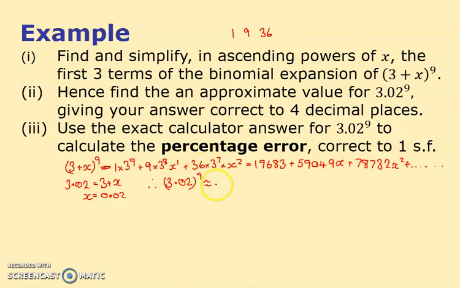So I can just substitute x equals 0.02 into this, and I get 19683 plus 59049 times 0.02 plus 78732 times 0.02 squared. And therefore this is approximately equal to, so let's do this, I'm going to type all these in.